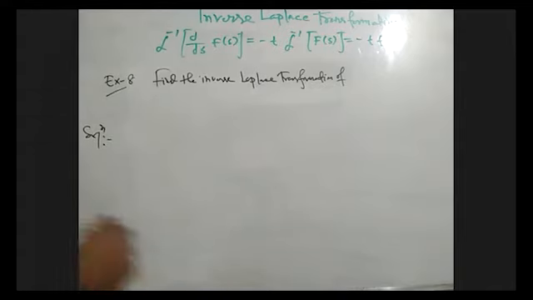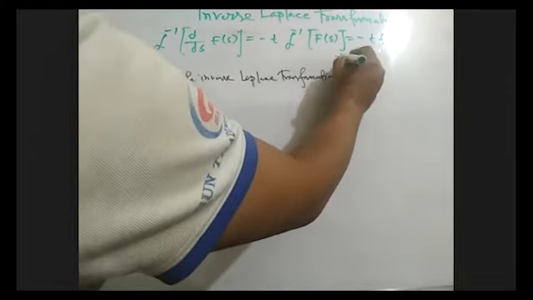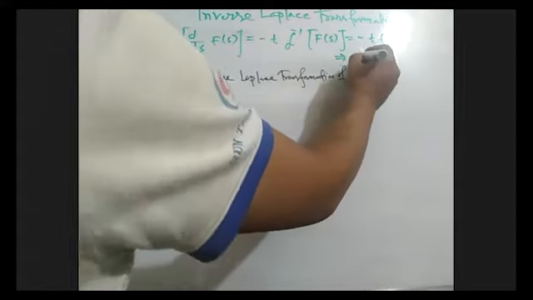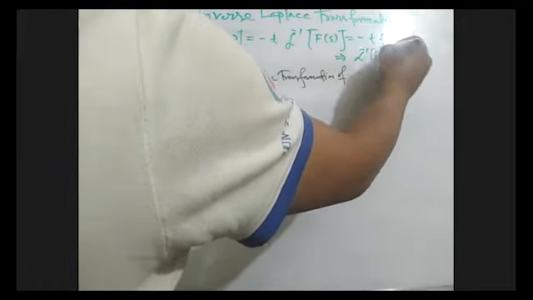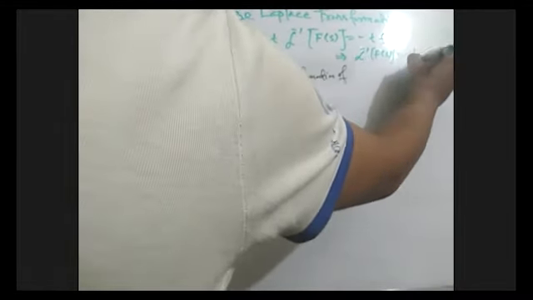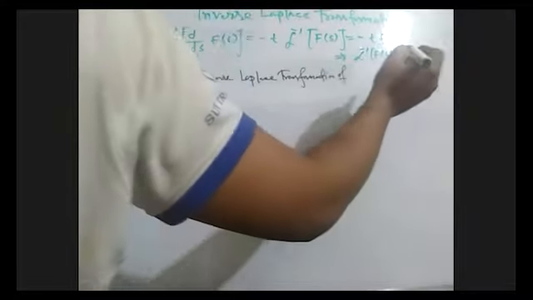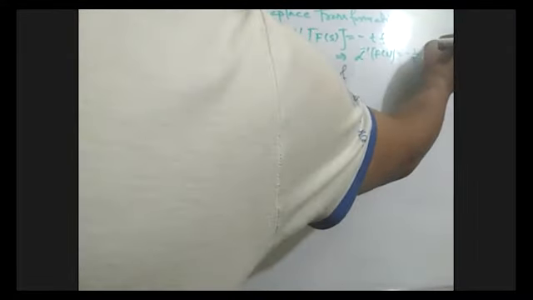This can also be written like this: the inverse Laplace transformation of F(s) equals minus 1 by t times the inverse Laplace transformation of d/ds F(s). We can write it also like this.